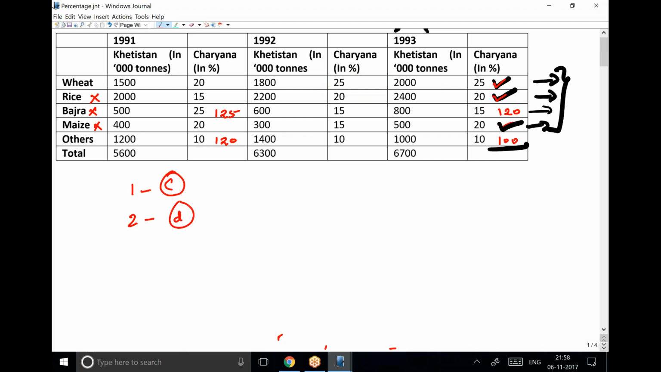And similarly, you can try out question number 3 also, and you will get the right answer for question number 3, which is answer option C for California. So these are the right answers for the given case set. And you know how to approach. I just wanted to tell you how to approach.